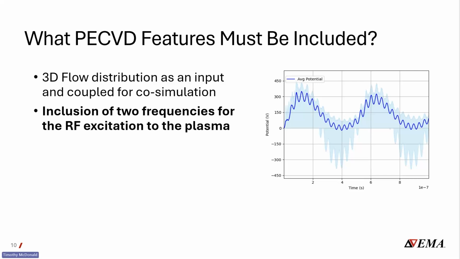The next thing is the nonlinear interactions. The plasma sheath responds dynamically to both frequencies at once. It's not as simple as just doing superposition, because the sheath thickness and the potential oscillate in a complex way. This leads to nonlinear ion energy distributions that strongly affect surface reactions. Modeling is the only way to capture these time-dependent, frequency-coupled effects that also depend on the magnitude.